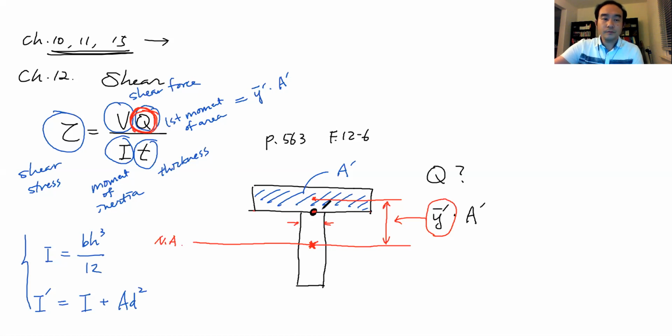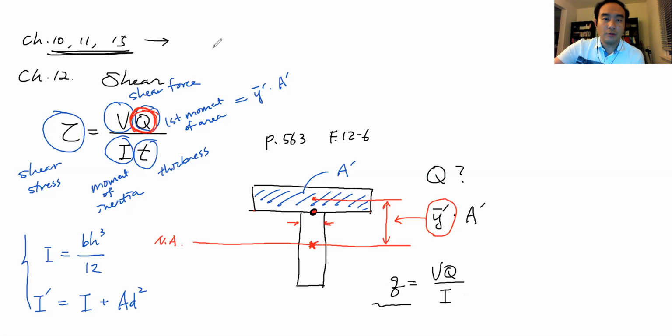One last thing is the shear flow. We also talked about the shear flow. This is the definition of shear flow. The only difference between shear stress and shear flow is that for shear stress we divide by thickness again, and the shear flow doesn't have any thickness. That's why the units are different, and the definition of shear flow is force per unit length, okay?